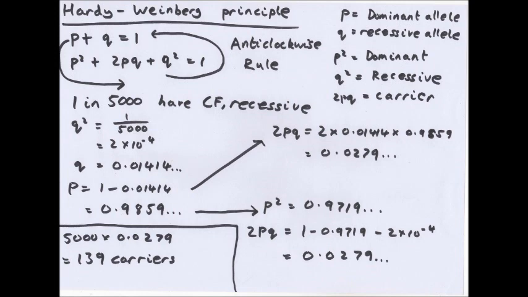Now, the problem with the Hardy-Weinberg principle is that it makes 4 assumptions, which is bad. You don't want to make assumptions, but you have to, which makes this whole thing a bit pointless. 2 of the assumptions are fair enough, you need them. The other 2 just make this whole thing pointless.